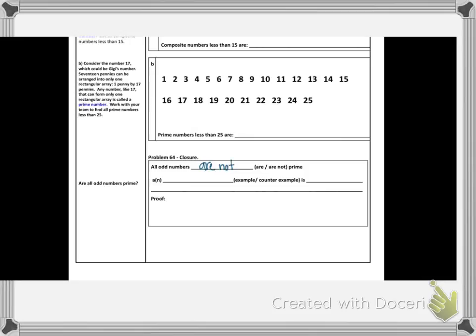And the proof for that, an example for this is going to be the number 9. Our proof would be the fact that 9 is 1 times 9, and it's also 3 times 3. Because it has more than one factor pair, it is not prime, but it is odd.